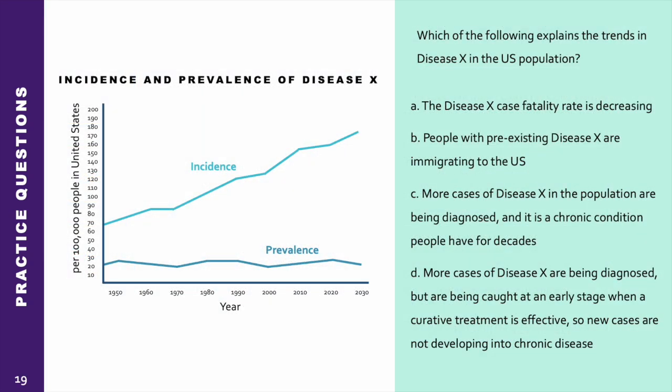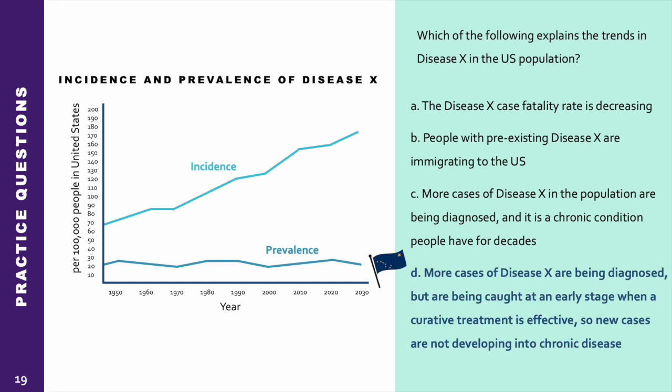Which of the following explains the trends in disease X in the United States population? More cases of disease X are being diagnosed, but are being caught at an early stage when a curative treatment is effective, so new cases aren't developing into chronic disease. There's an increase in the number of cases with the increase in diagnosis, but the duration of disease is short because those new cases are getting cured. This would explain the incidence of a disease increasing without a corresponding increase in the prevalence within the population.